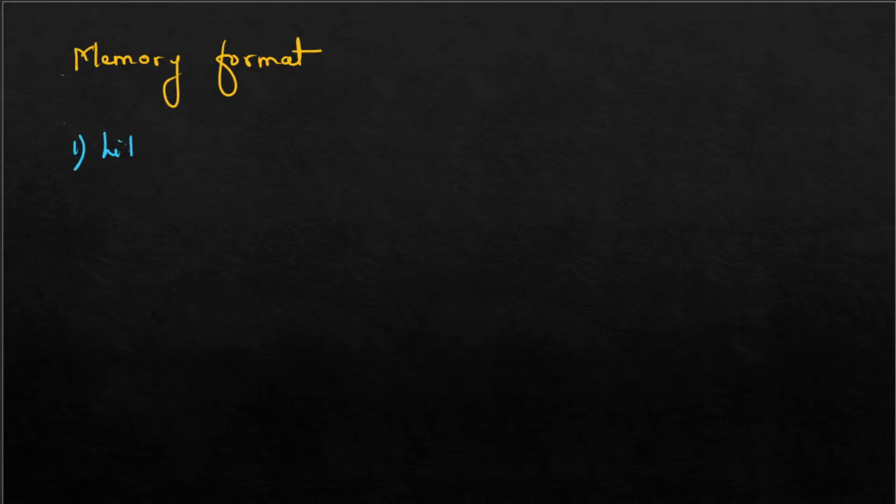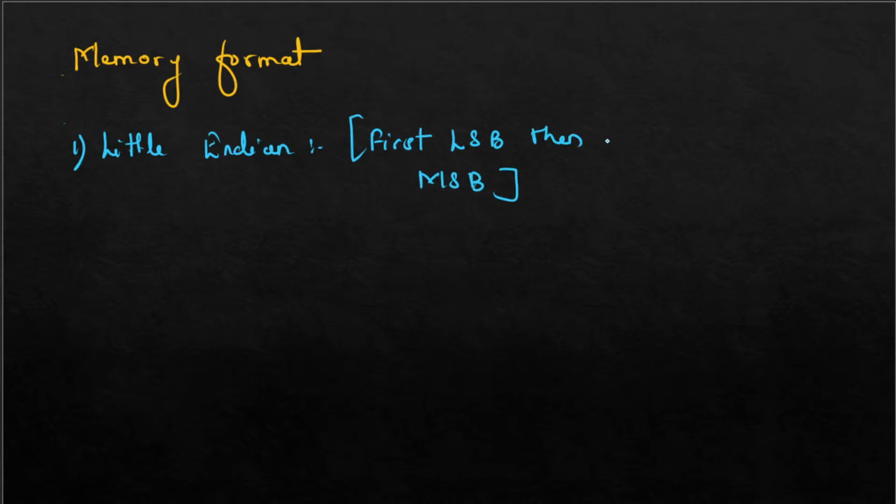First is little Endian, which is first least significant bit. First is least significant bit, then is most significant bit, which is how it will look like. See, 0 0 0 0 0 0 1 0 0 0 0 0 and after that 0 0 0 0. It is like this.